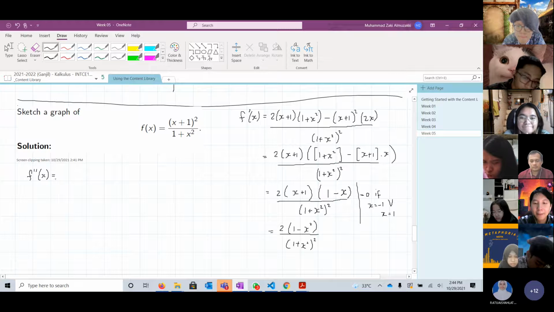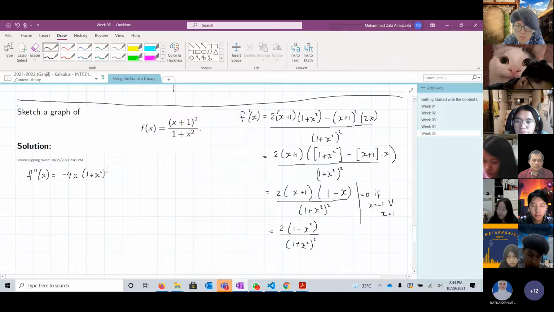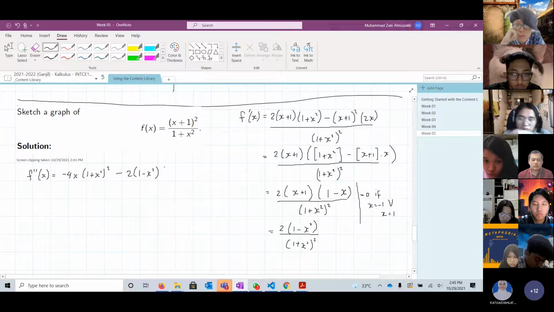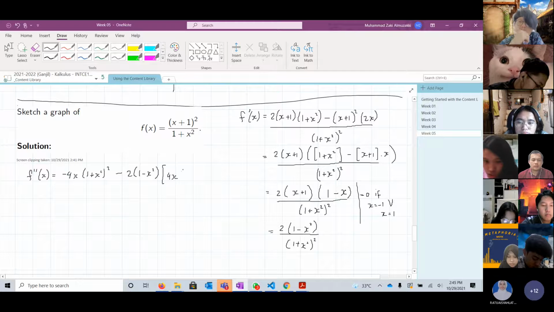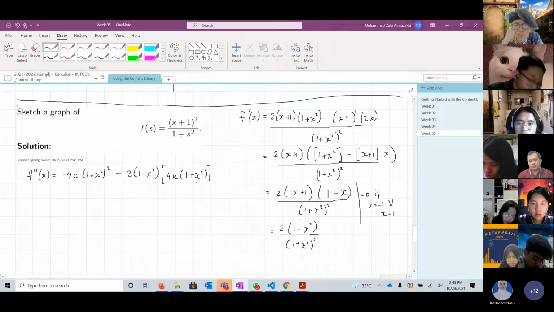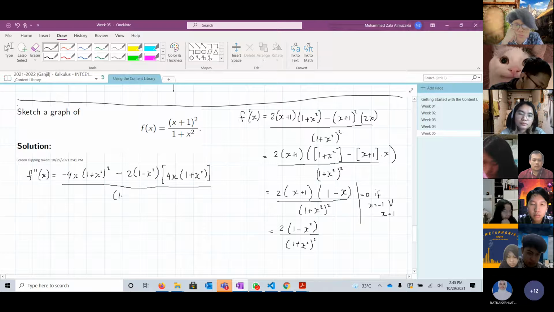So now we have minus 4x times 1 plus x squared squared minus 2 times 1 minus x squared times 4x 1 plus x squared, divided by 1 plus x squared power 4.